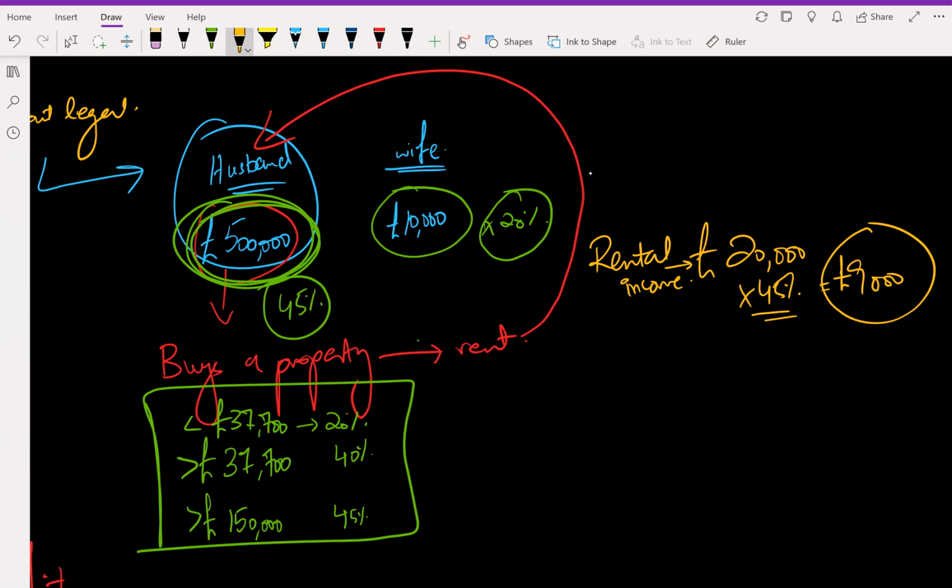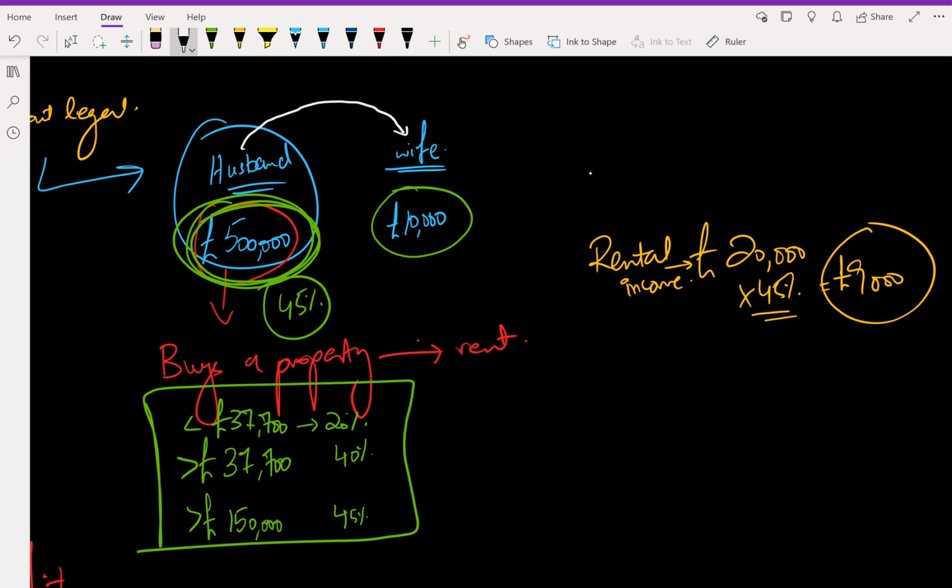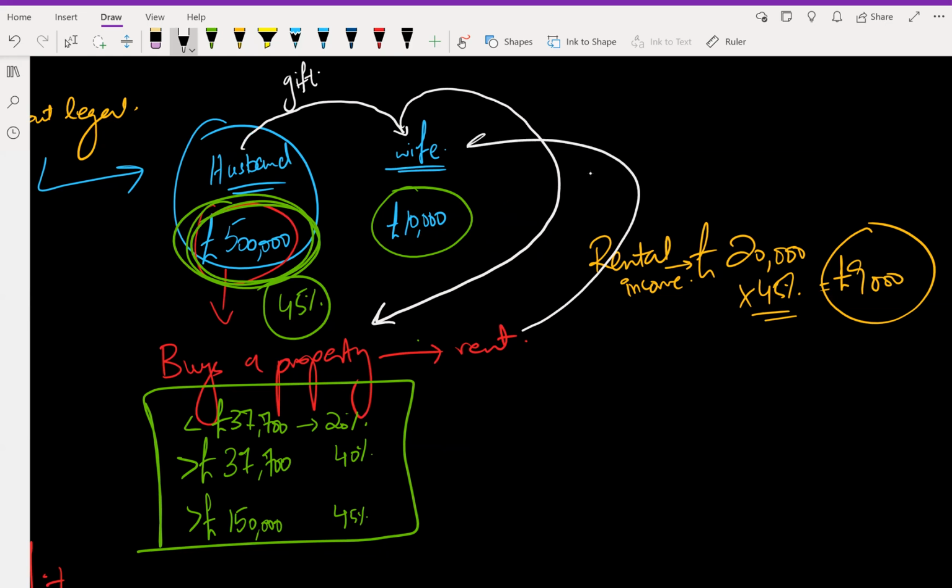Case number 2. Now, this is where the tax avoidance starts. Listen to me very carefully. Because the wife is paying a lower percentage of tax, not a lesser amount in absolute terms, but a lower percentage, what the husband will do is gift the money to the wife. Now, with this money, the wife will buy the property and the wife will earn the rent.